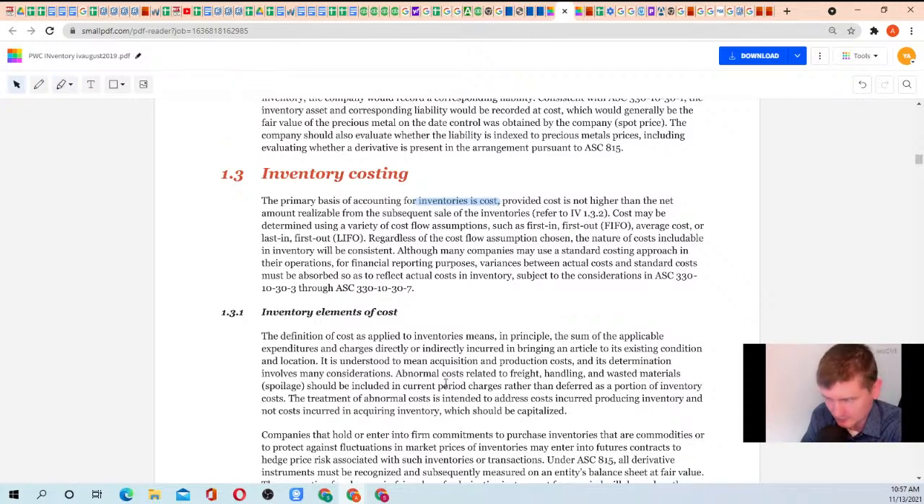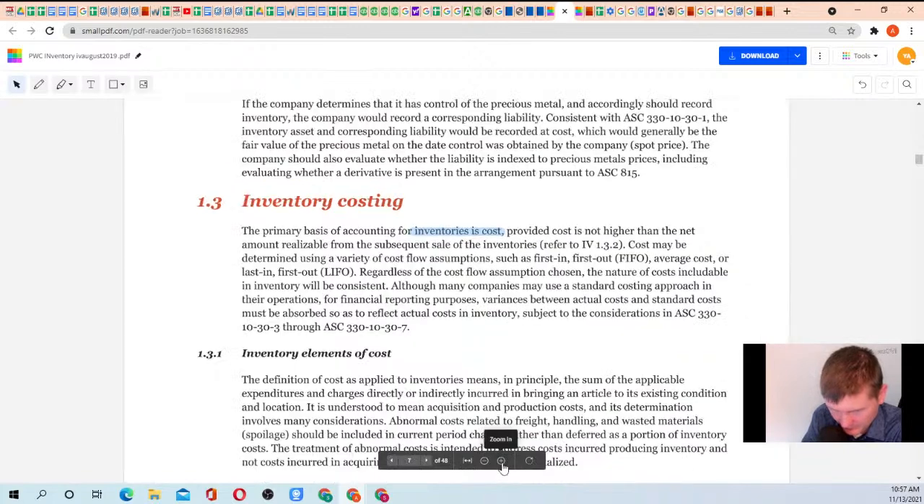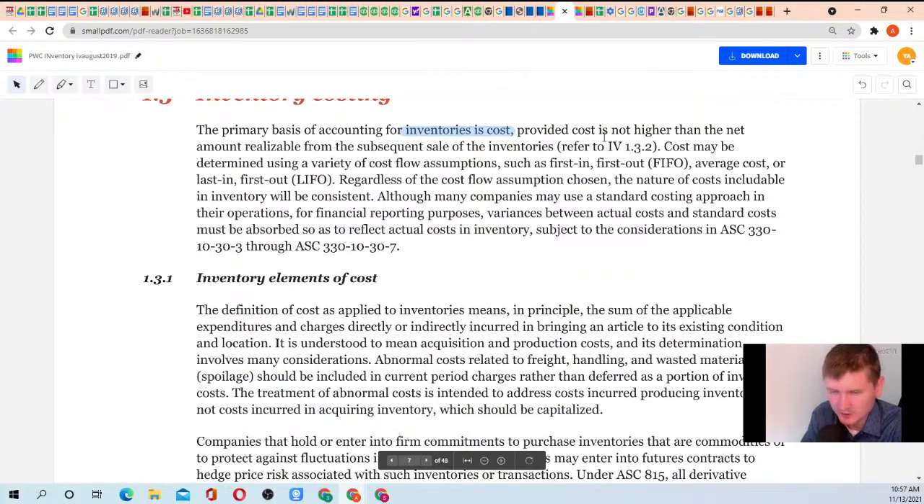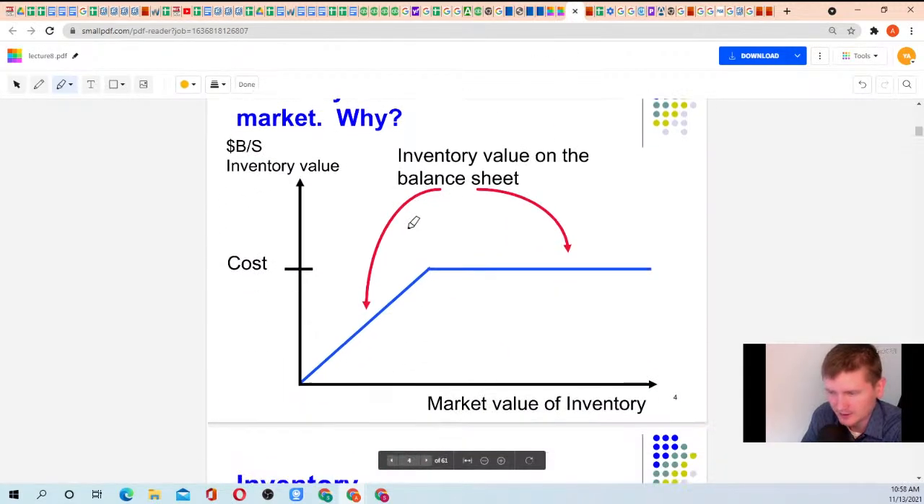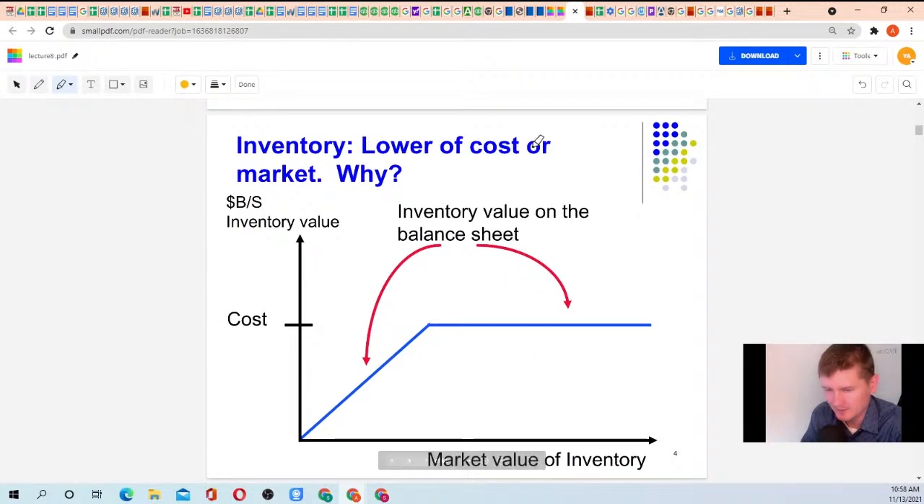Okay. Provided cost is not higher than the net amount realizable from the subsequent sale of inventories. So we know that it's no longer market, it's net realizable value. These are pretty close concepts. And as you can see, there is a ceiling for your inventory value.